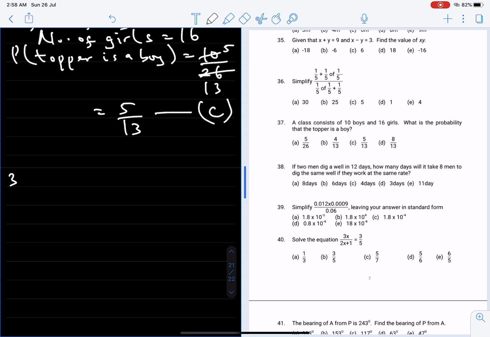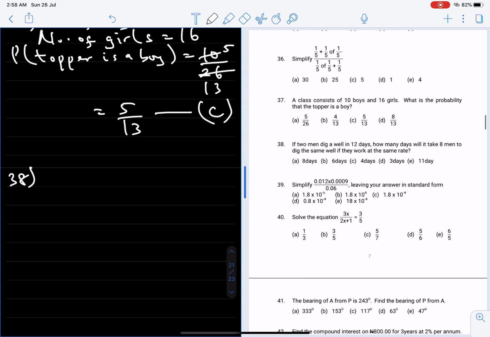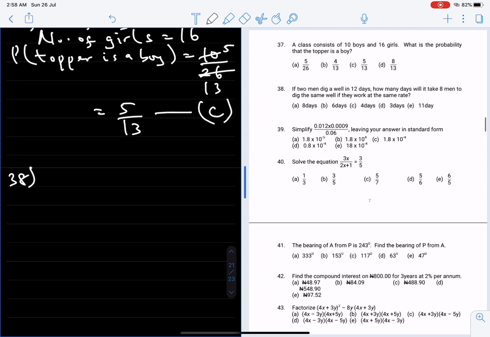Beautiful. So we go to the next, number 38, which says, if 2 men dig a well in 12 days, how many days will it take 8 men to dig the same well if they work at the same rate? Of course, this is an indirect proportion. The more the men available to do the job, the fewer the days it takes them. And the fewer the men available to do the job, the more the days it takes them.